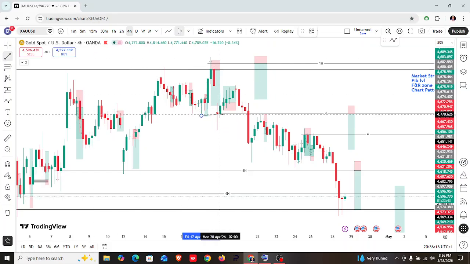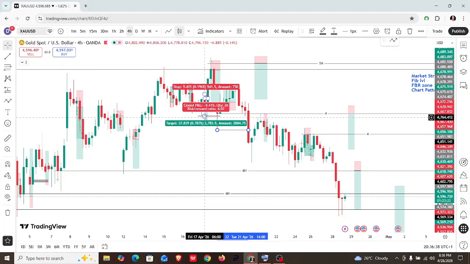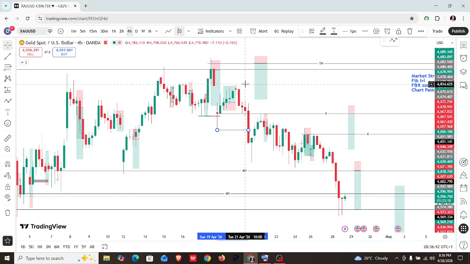This was a market structure shift. It changed the structure from here. Now this was actually a change of character, like change of character and break of structure, and returned. The market broke this structure, gave a higher low, and also broke another structure.